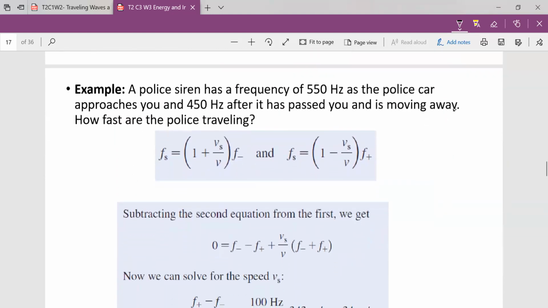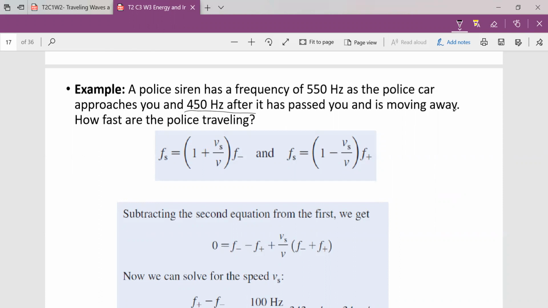So let's take an example to buttress that. A police siren has a frequency of 550 Hz as the police car approaches you, and 450 Hz after it has passed you and is moving away. How fast are the police traveling? So we know the frequency when it was approaching, and we also know the frequency after it has passed. The question is, how fast are they traveling?